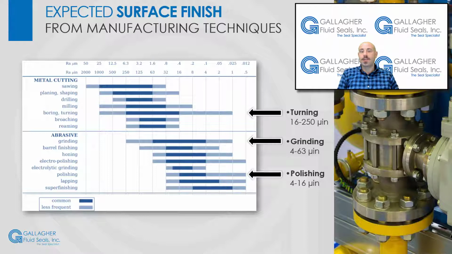Next, we will discuss the expected Ra surface finish ranges for the manufacturing techniques. Turning has a range of 16 to 250 microinch. Grinding has a range of 4 to 63 microinch. And polishing has a range of 4 to 16 microinch Ra.